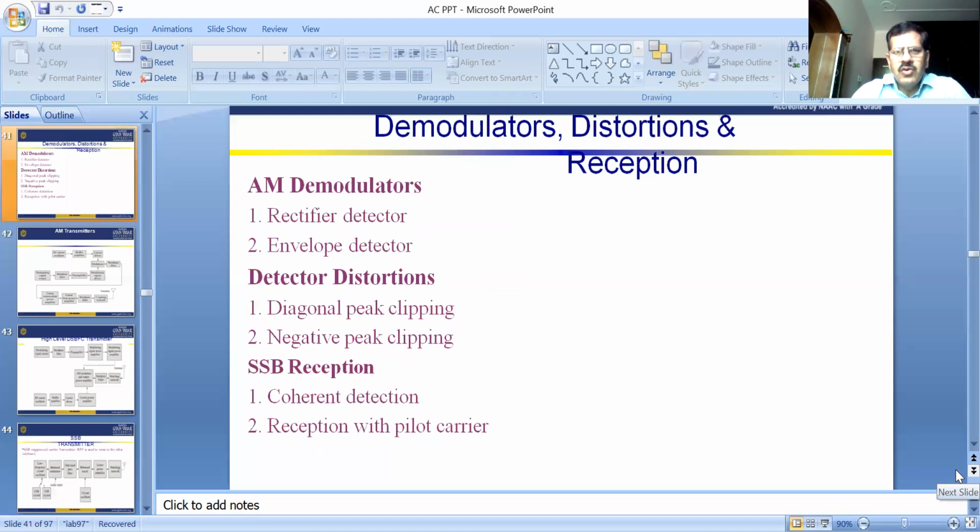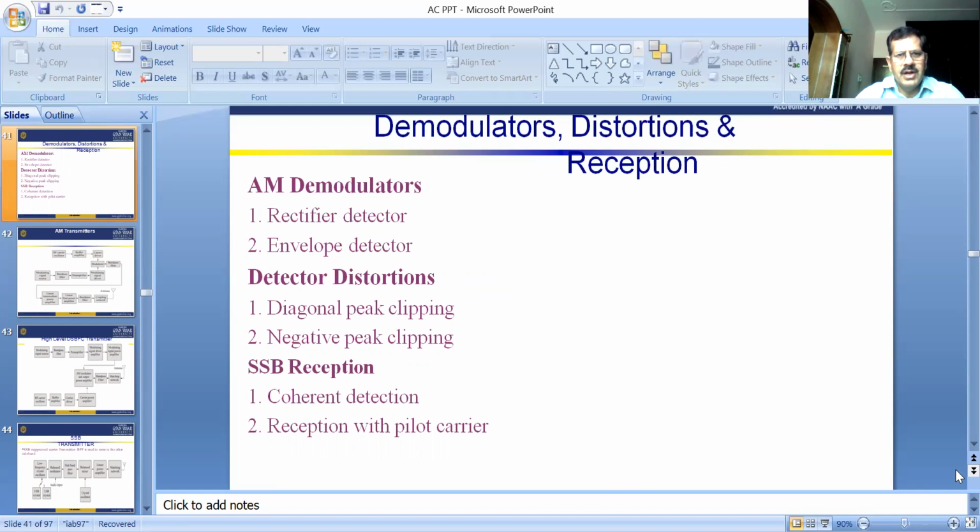Next, demodulators, distortion and reception. These are some other parts of the modulation system. Demodulators perform the opposite function of modulators, and some distortion arises in the processing of the modulation system. And then there is the received signal at the receiver end. So there are demodulators, distortion and reception.